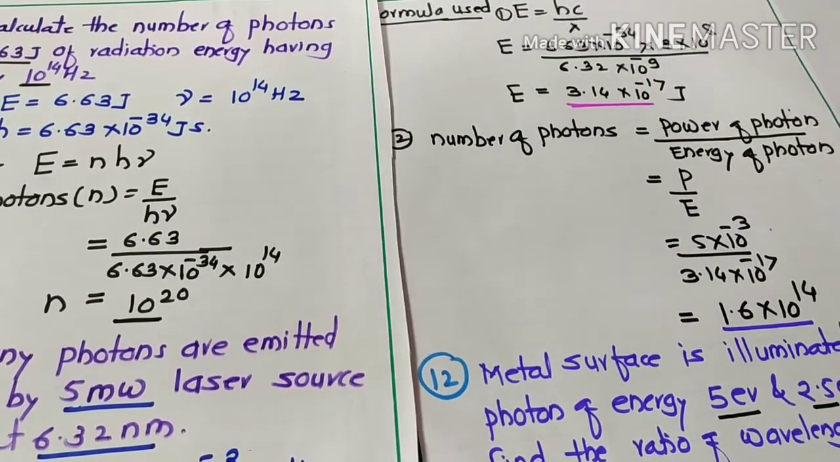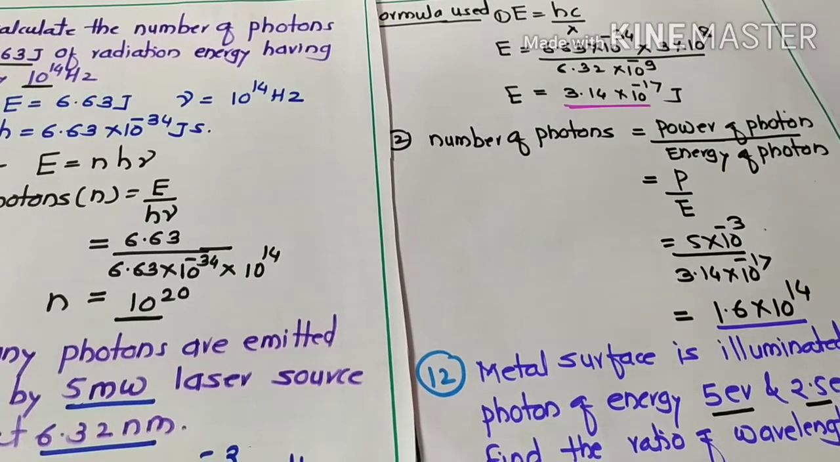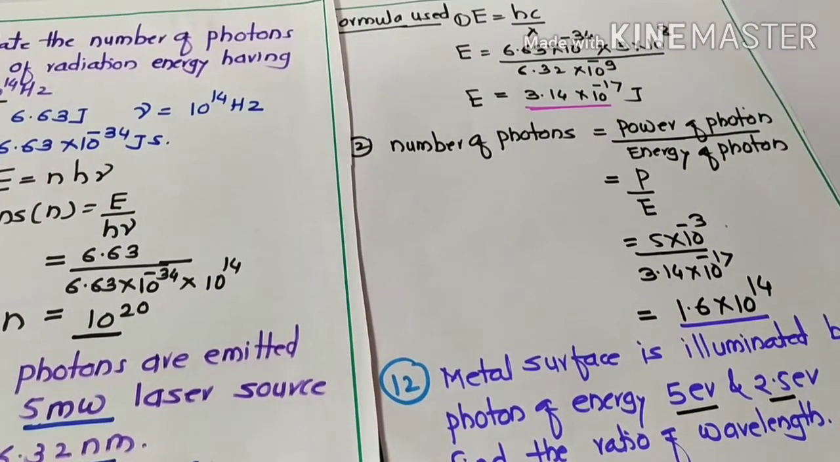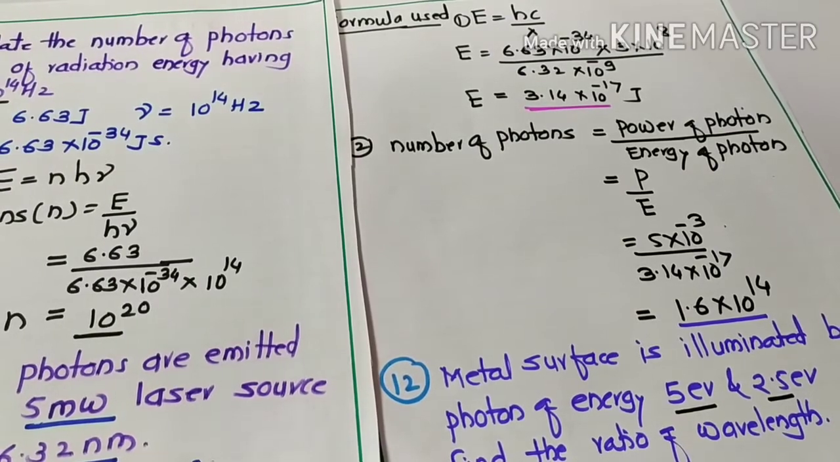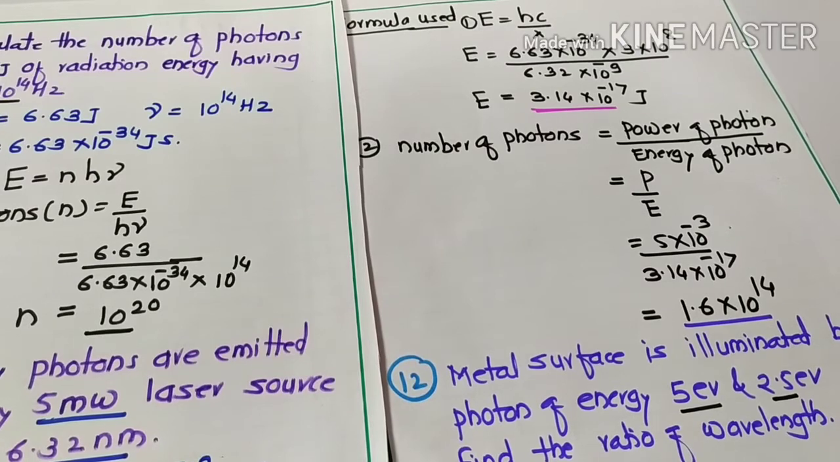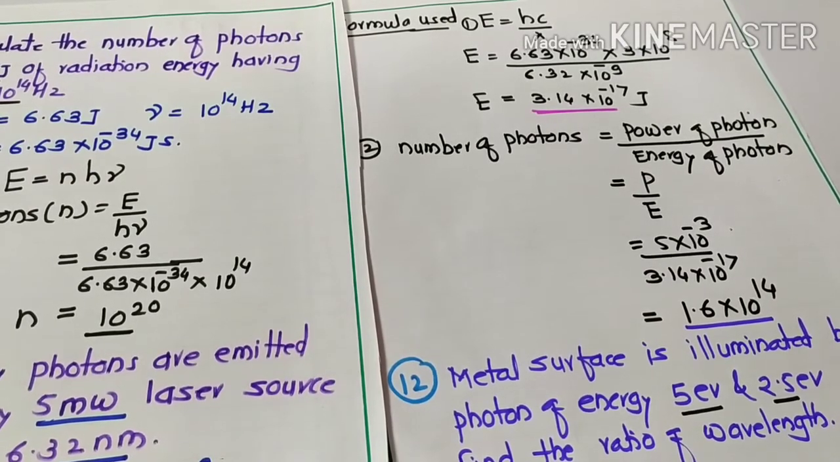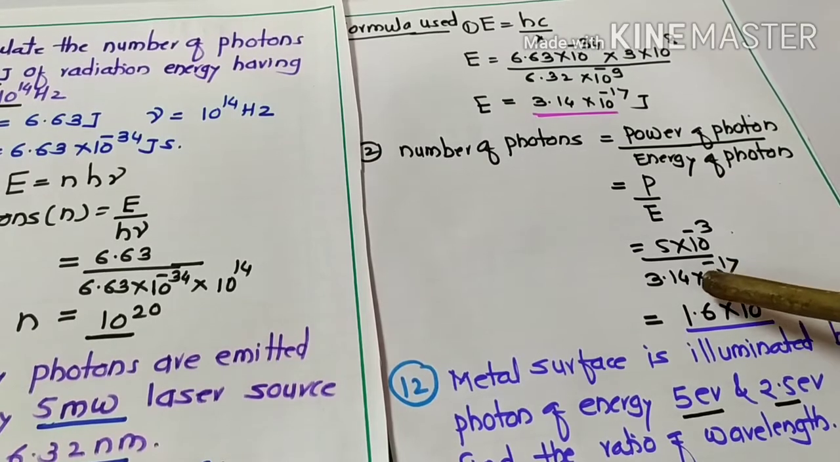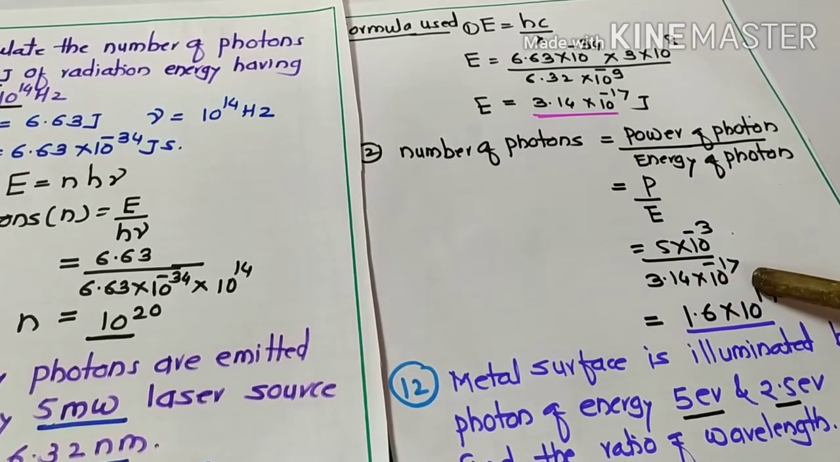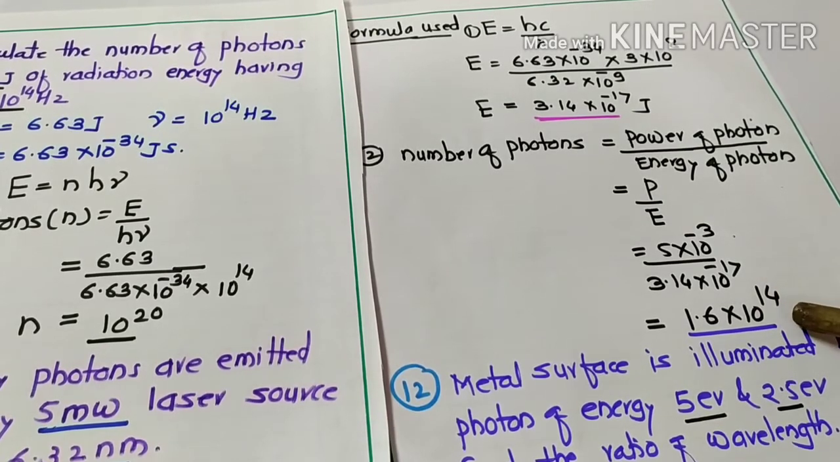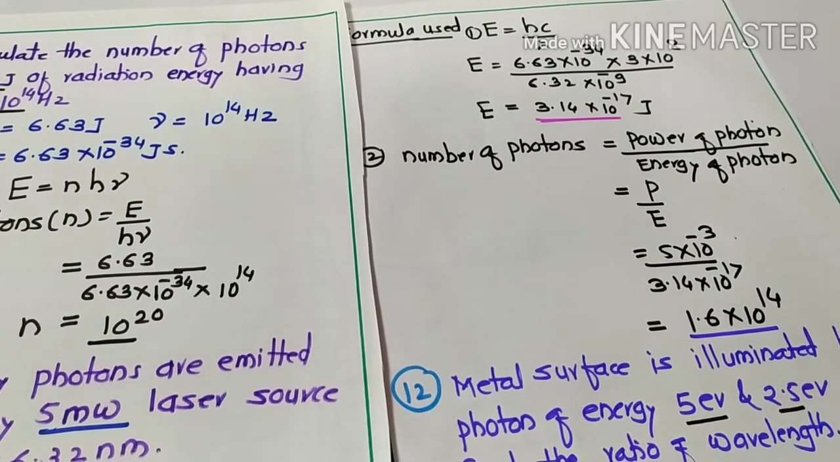So another formula to find the number of photons is power of the photon divided by energy of the photon. Here P means the power, not momentum. Then P divided by E is 5 into 10 raised to minus 3 divided by 3.14 into 10 raised to minus 17. The answer is 1.6 into 10 raised to 14.